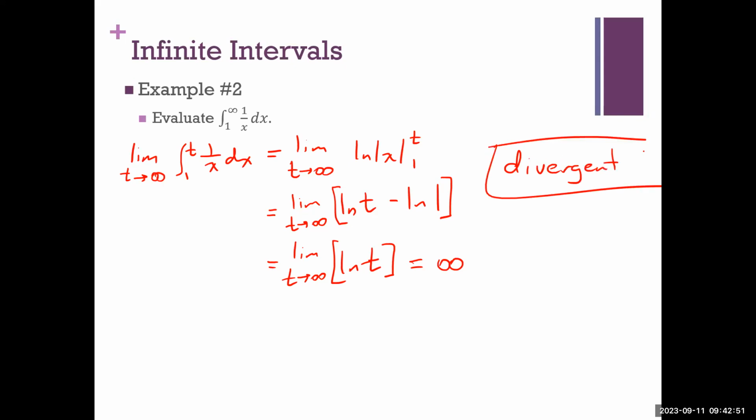I did not mention it before, but the integral we looked at in the first case is convergent because it exists. This integral is divergent because it does not have a real value. What questions do you have? Okay.